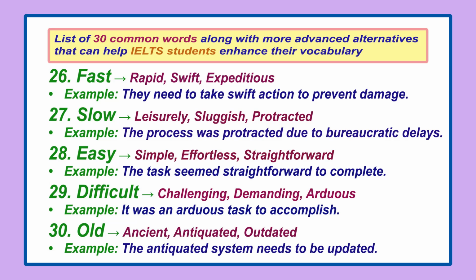27. Slow. Leisurely, sluggish, protracted. Example, the process was protracted due to bureaucratic delays. 28. Easy. Simple, effortless, straightforward. Example, the task seemed straightforward to complete.